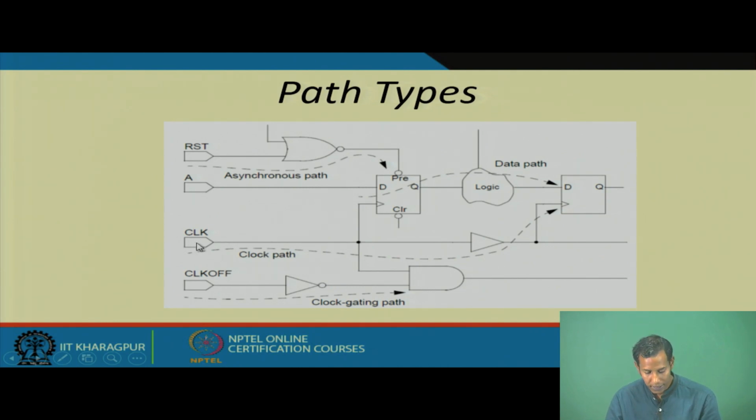And then again this clock is basically connected here and then bypassing one buffer to the second flip flop. So, this is nothing but the clock path. Now, if your clock ends with some other logic, this is known as clock gating path.